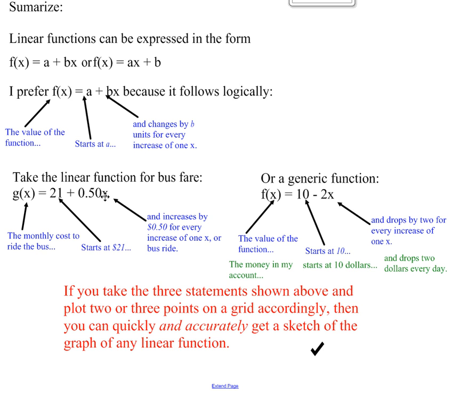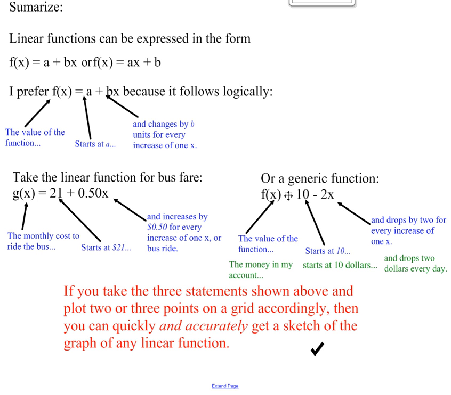Take this function right here, g of x equals 21 plus 0.5x. As an equation, it's meaningless, but if I put it in context, I could talk about a bus fare. The monthly cost to ride the bus starts at $21 to get a bus pass, but you pay 50 cents for every ride. So the amount of money you pay for the bus depends on how many times you ride the bus, and it's a linear function because it's a constant 50 cents for every ride.